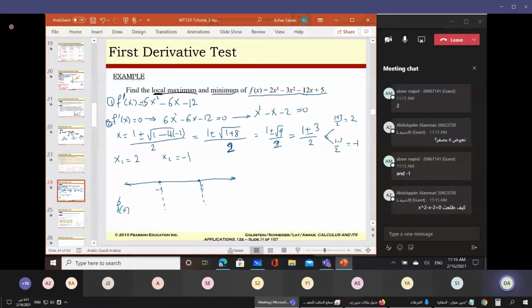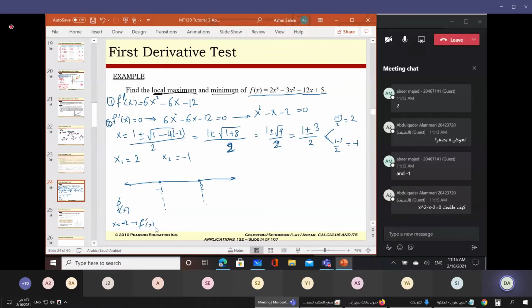So here, if I choose, for example, x equal to minus 2, you can choose any other value. I will choose x equal to minus 2 and substitute in the first derivative. If I substitute it here, what will be the value?